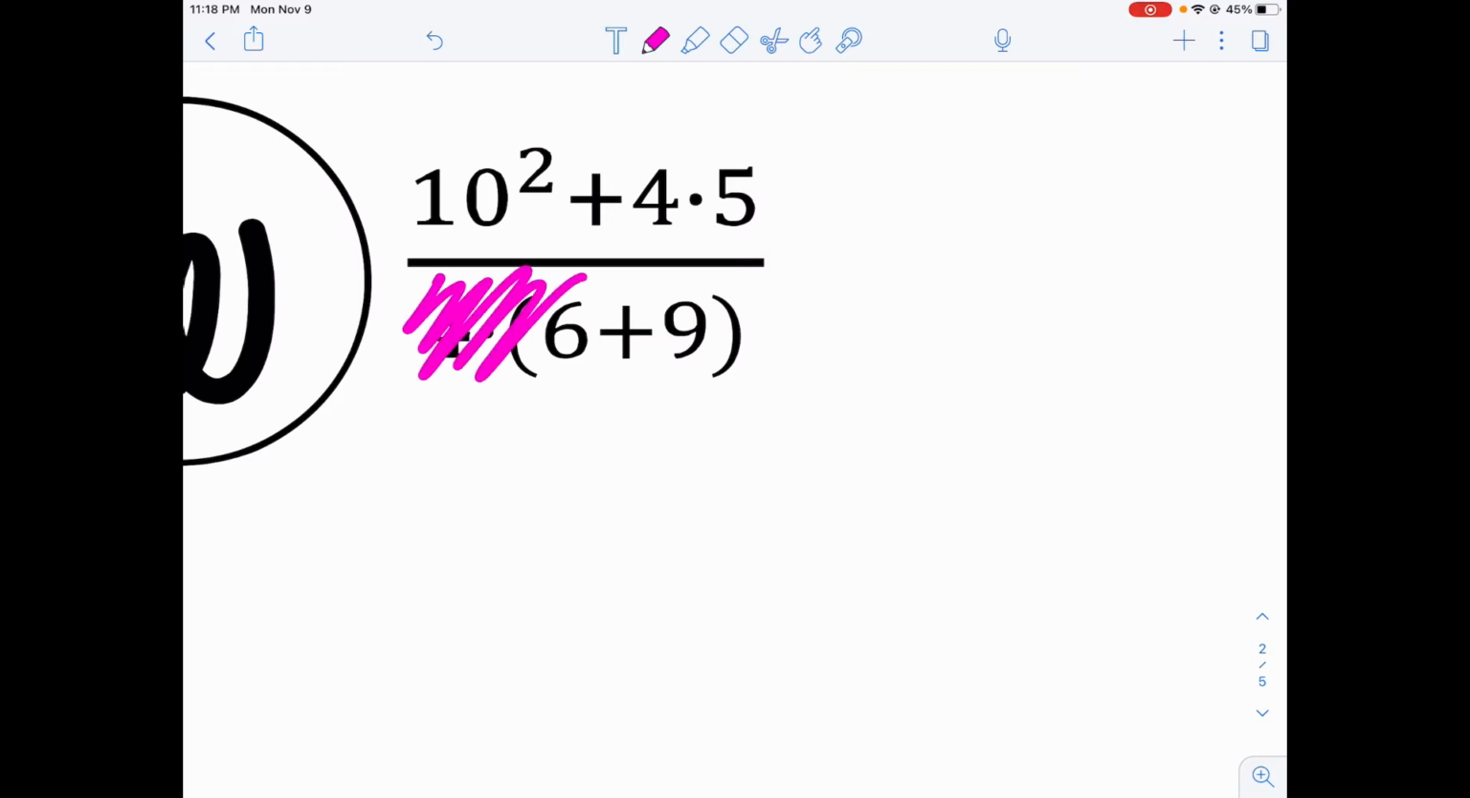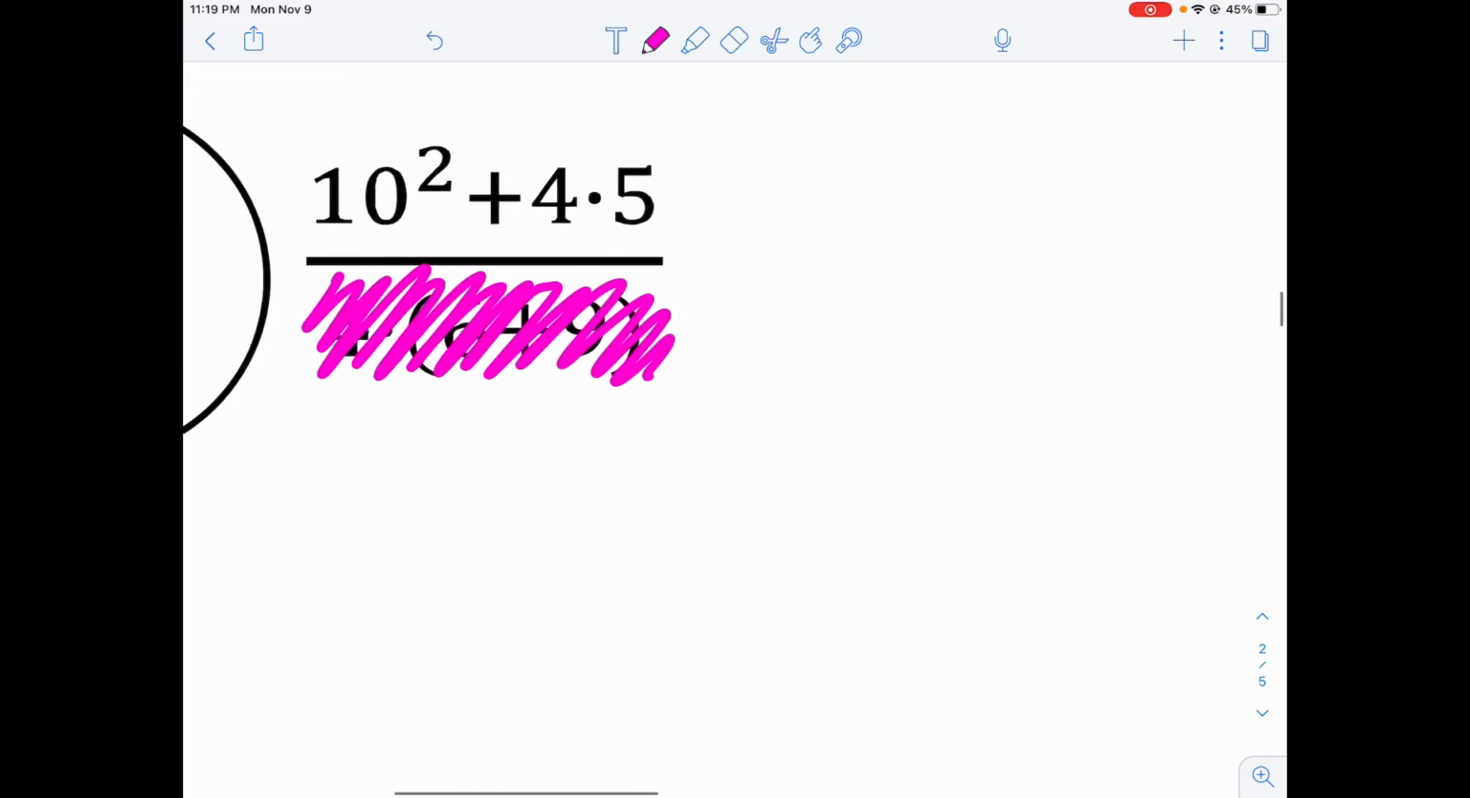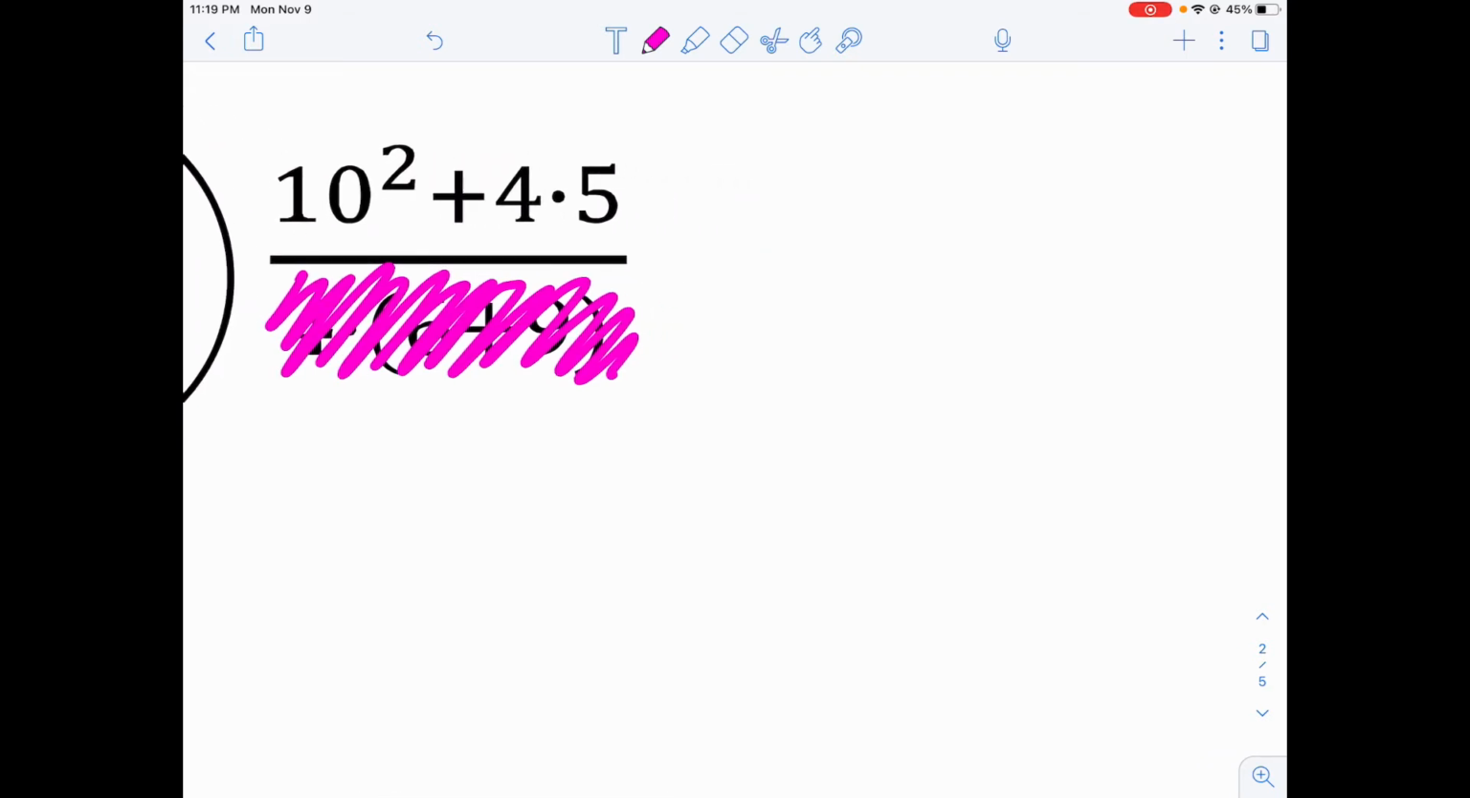Now, do not scribble yours out. Use your thumb or something to cover it up, just to pretend like it's not there. So we're only looking at the top of this particular fraction. And now we have an expression very similar to the ones that we've already been simplifying. So let's go ahead and simplify it.